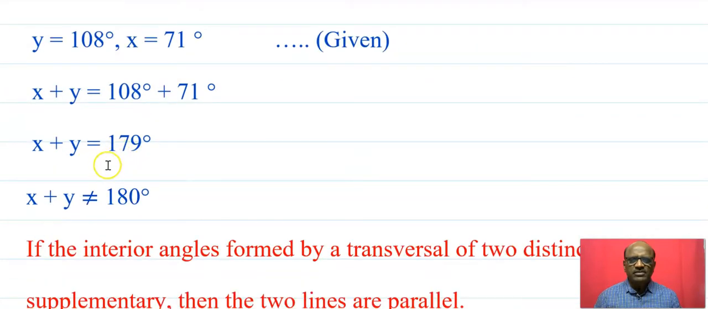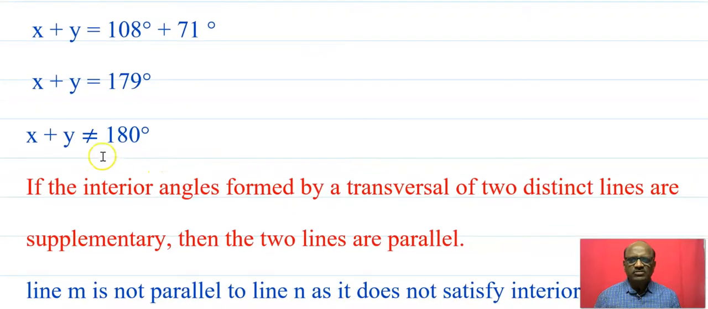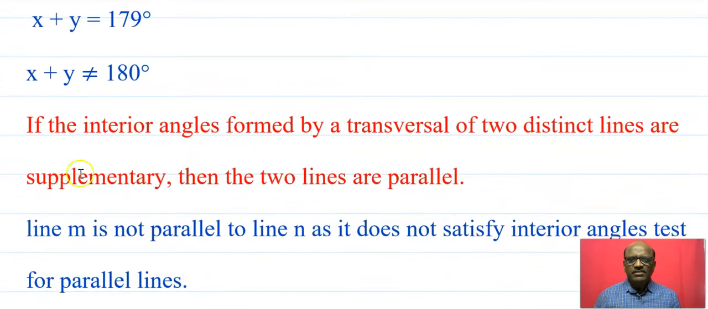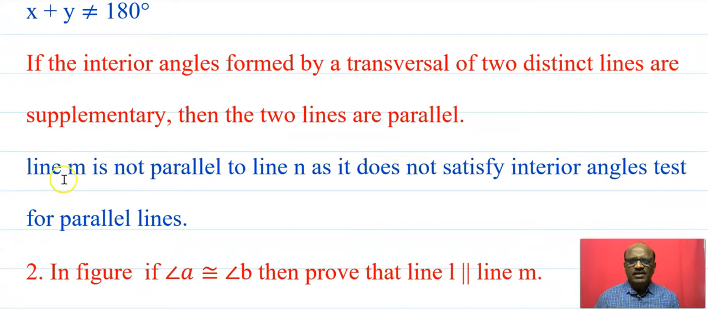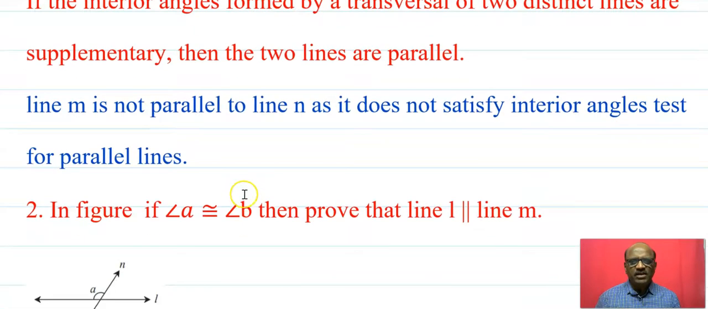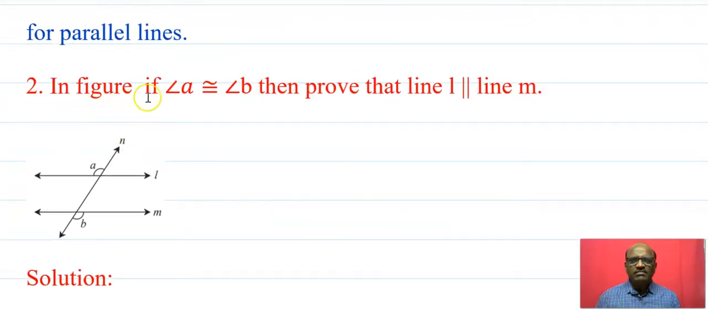If you add these two angles, then you will get X plus Y is equal to 179, which is not equal to 180. If the interior angles formed by a transversal of two distinct lines are supplementary, then the lines are parallel. But here their sum is not equal to 180. That is, line M is not parallel to line N, as it does not satisfy the interior angle test for the parallel lines.